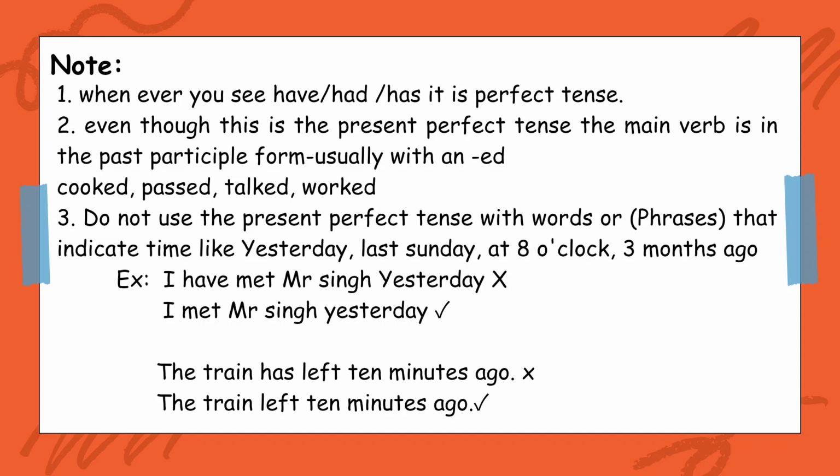Do not use present perfect tense with words or phrases that indicate time like yesterday, last Sunday, at 8 o'clock, 3 months ago, etc. Example, I have met Mr. Singh yesterday, which is wrong. I met Mr. Singh yesterday. The train has left 10 minutes ago. The correct sentence is, the train left 10 minutes ago.